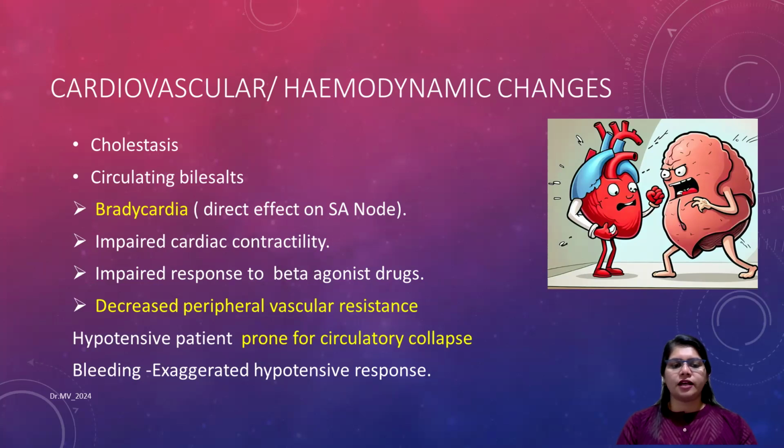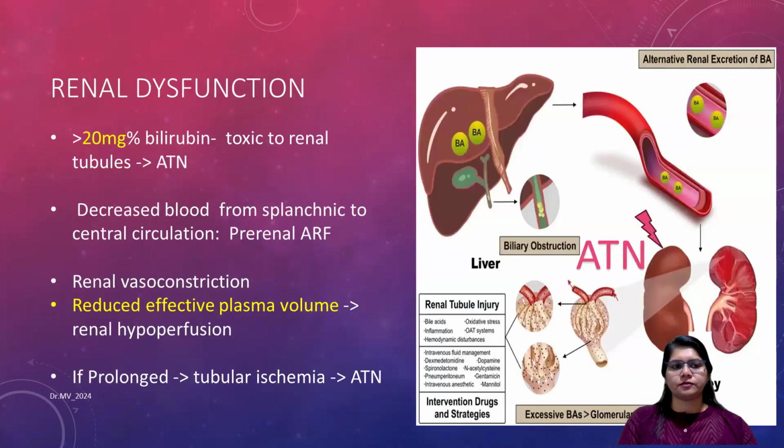So what happens is your hypotensive patient is prone to circulatory collapse. With any bleeding, they can have an exaggerated hypotensive response. So fluid management is the key here. You have to perioperatively load the patient, otherwise the patient can go into circulatory collapse.